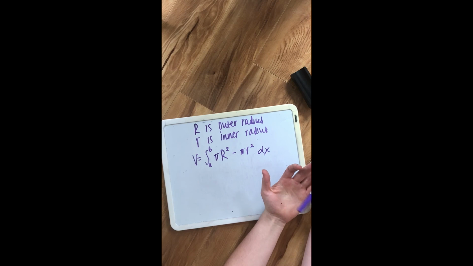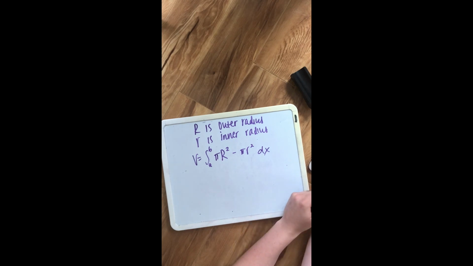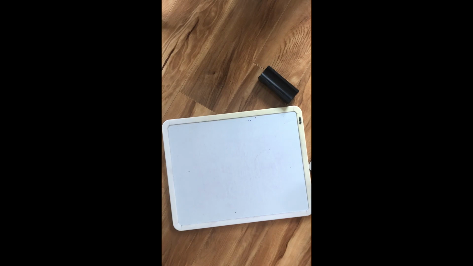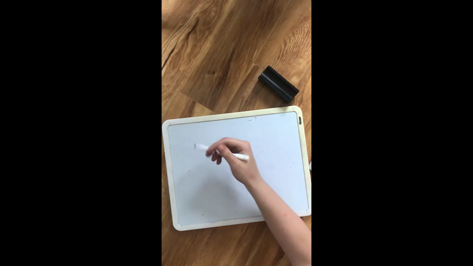In order to solve for the volume using the washer method, we must first establish these inner and outer radii. From there, we can easily integrate with respect to x or y. Last, but certainly not least, we will find the length of curves. We use the following formula.